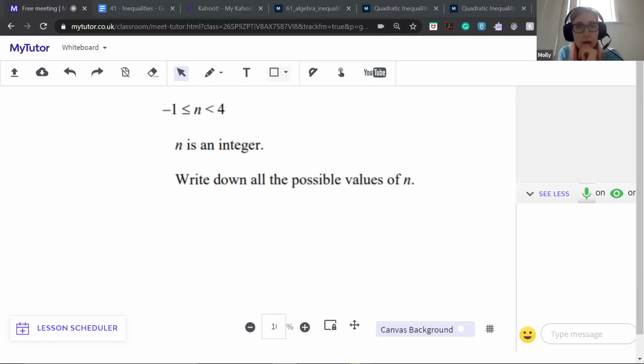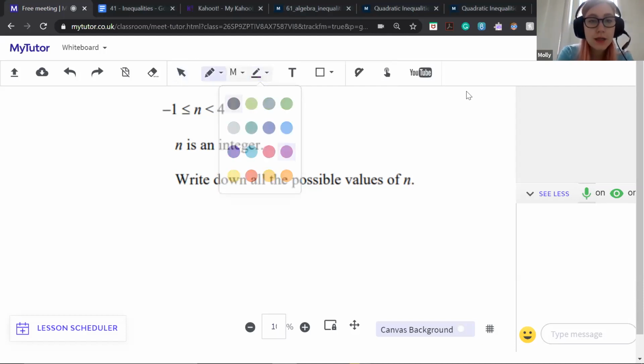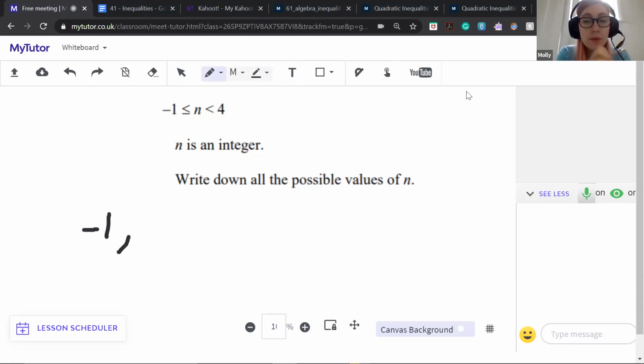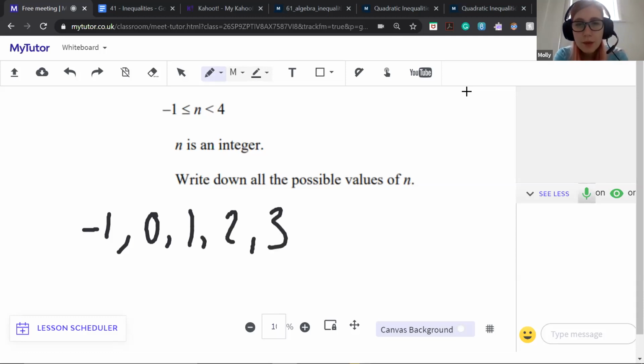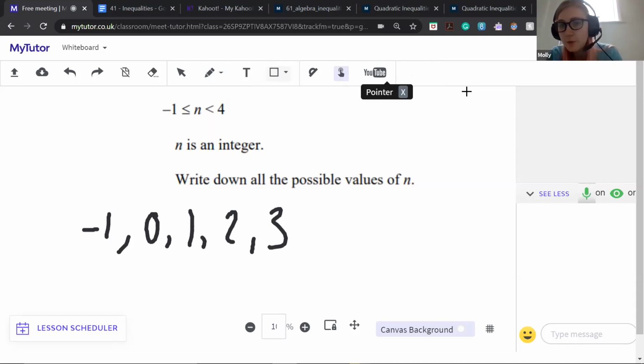Okay, a few people are there or close to it, which is really good. So the answer to this one, remember it can be greater than or equal to -1. So there's our first one. It could be equal to -1. And then we count up until we get to 4. So it could be 0, 1, 2, 3. Can it be 4? Well, no, because this doesn't say less than or equal to 4. It just says less than. And 4 isn't less than 4. So this is the solution: -1, 0, 1, 2, and 3. Hopefully that makes sense.